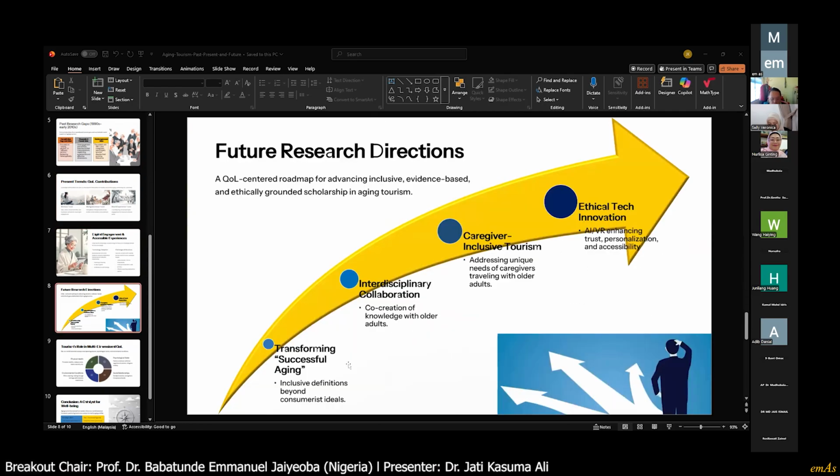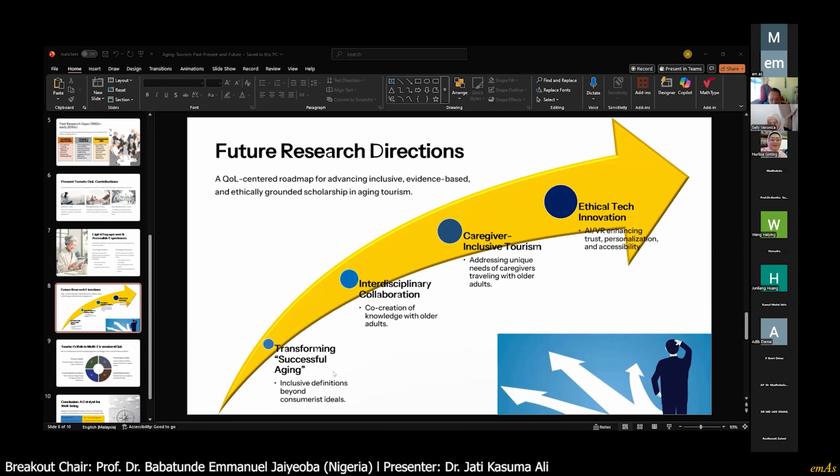We must also address the digital landscape. Older adults are increasingly using mobile devices for planning, booking, and in-trip support. However, barriers like security concerns and poor usability remain. The solution lies in human-centered design, using virtual reality for accessibility and AI for personalization while maintaining strict privacy standards.